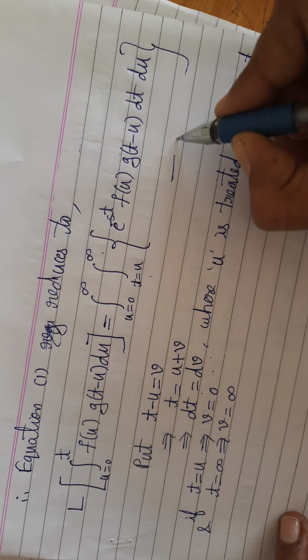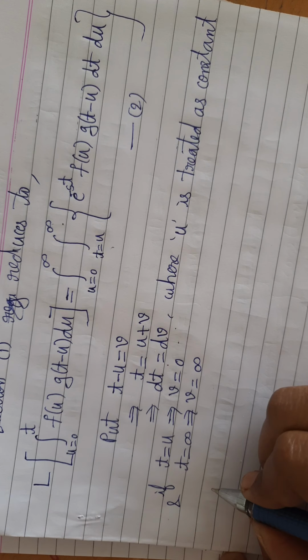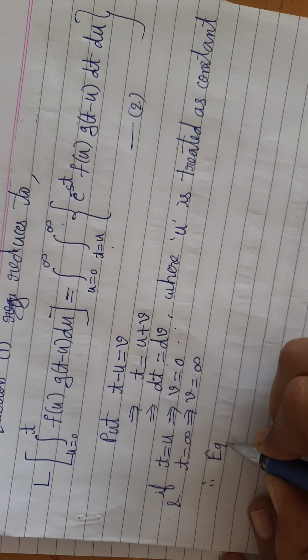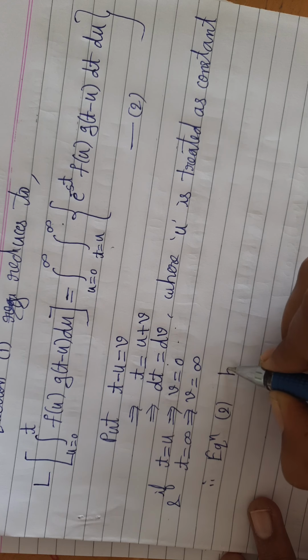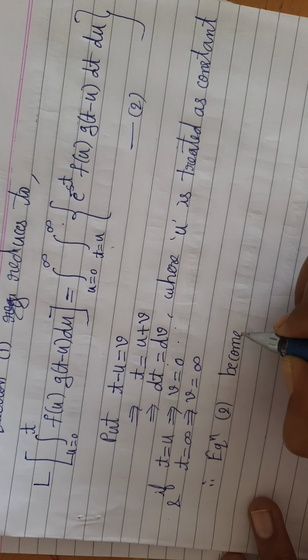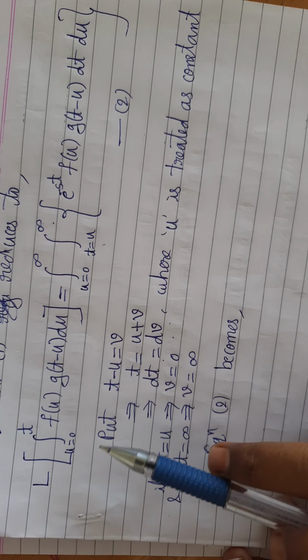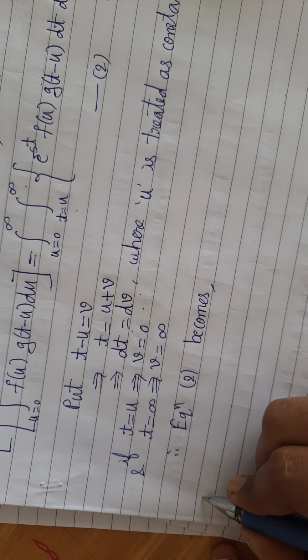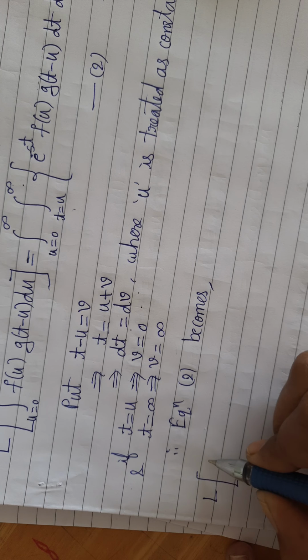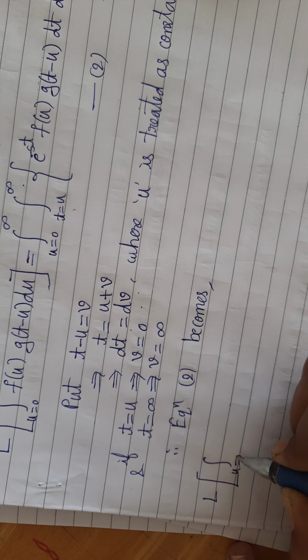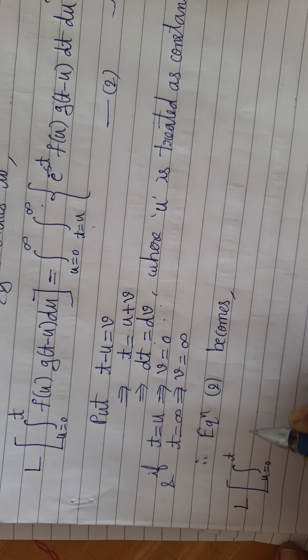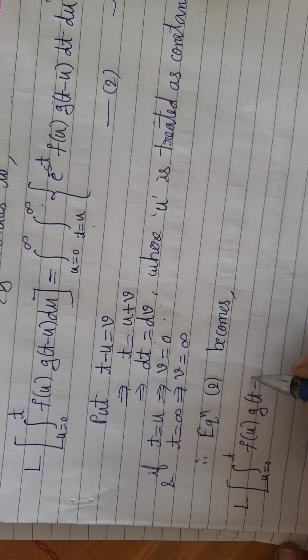So I'll take this as equation 2. You write, therefore, equation 2 becomes: left hand side keeping the same thing. So I'll write L of integration from u equals 0 to t f of u into g of t minus u into du.